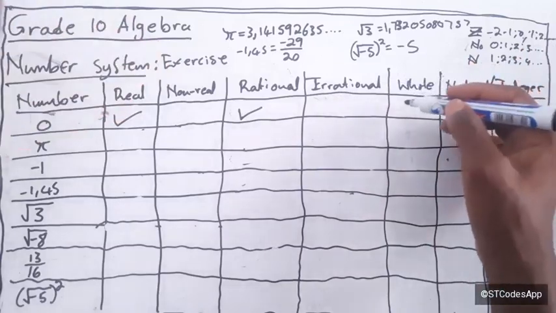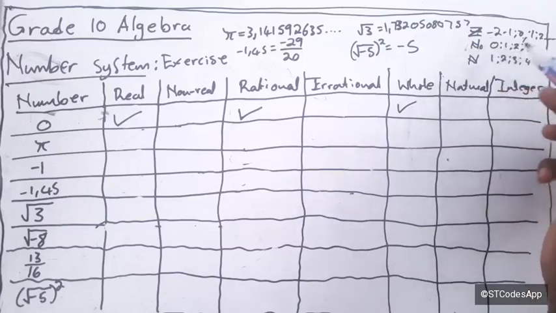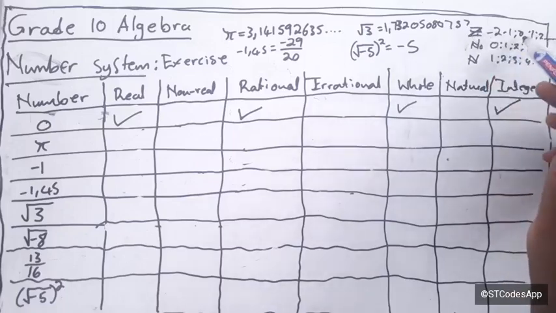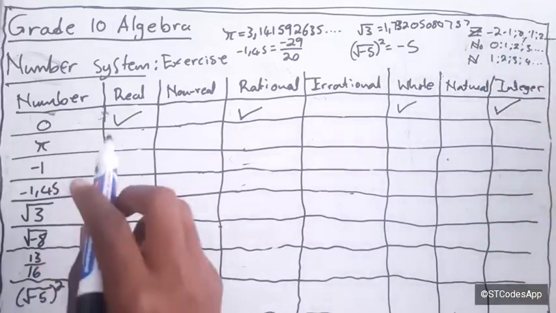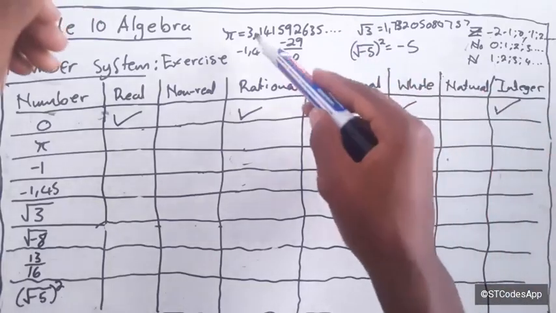Is it a whole number? Yes. Whole numbers start from 0. And is it a natural number? No. Is it an integer? Yes. See, those are integers. There is 0 there.